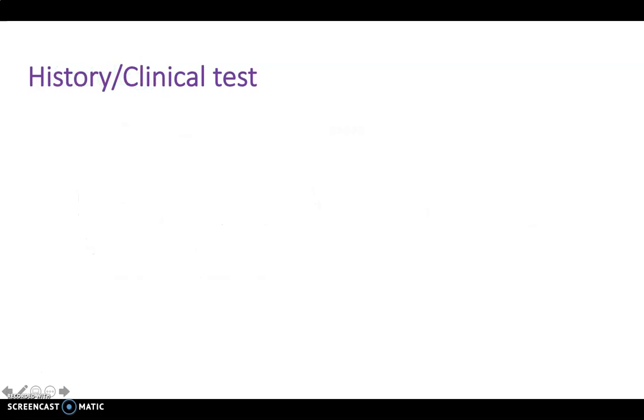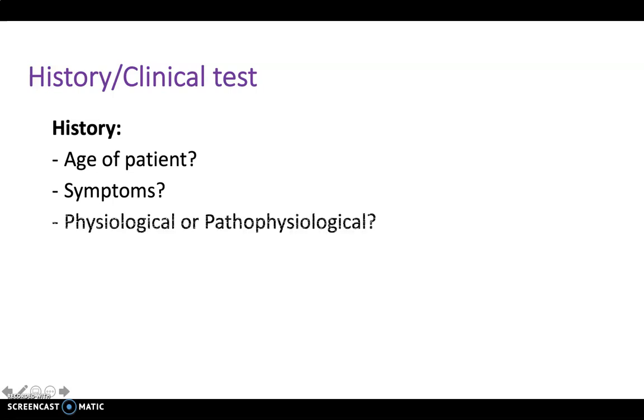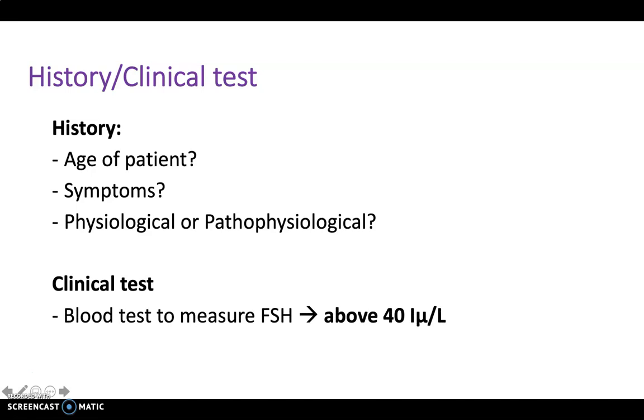So, in terms of a history or clinical tests for menopause, in the history you want to think about the age of the patient, the symptoms that the patient is presenting with, and whether this is physiological or pathophysiological. In terms of clinical tests, you might want to do a blood test to measure the FSH levels and see whether these are above 40. Normally you wouldn't use estradiol levels because these tend to fluctuate after menopause and it wouldn't be a reliable test.